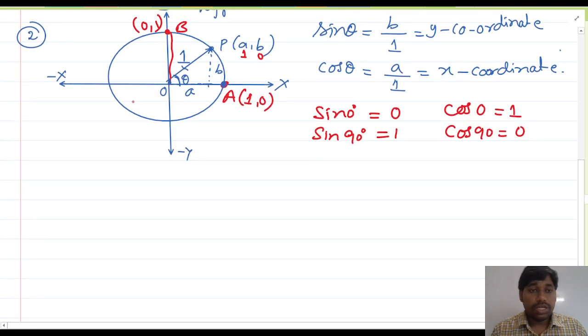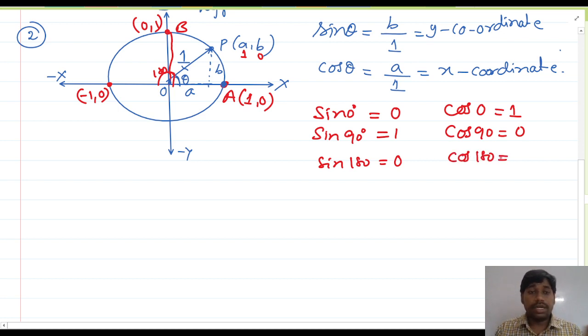Here in this case, x is minus 1, y coordinate is 0. Up to here it is 90, then up to here it is 180. So sin 180, because the y coordinate became 0, and the x coordinate became minus 1, so cos 180 is minus 1.